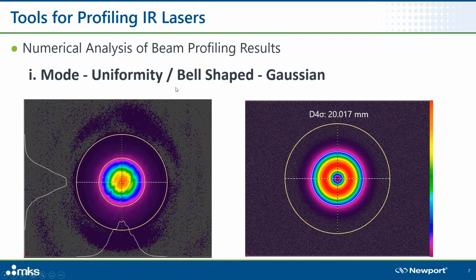So the numerical analysis of the beam profiling results includes, again, mode, size, and location. Mode is typically a Gaussian or bell-shaped distribution. Is the beam round? Does the laser have a uniform or top hat distribution, or is it a donut mode? Where is it? Is it stable? Is the beam location where you think it should be? And is the size conducive to the task at hand?